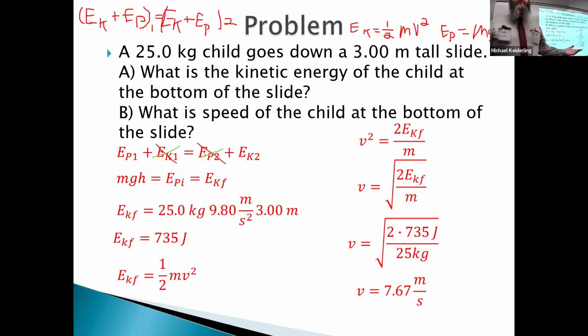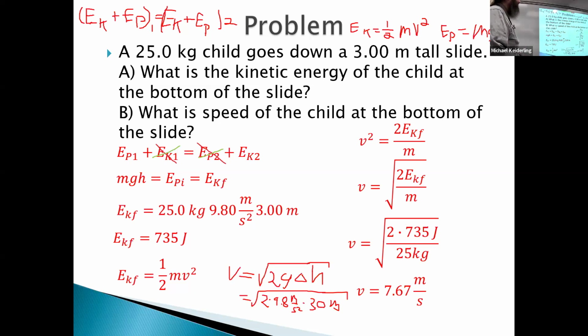You could also do this with square root of 2g delta h, 2 times 9.8 times 3 meters, take the square root, you'll also get 7.67 meters per second. Both of these work, but because I asked for the kinetic energy first, it's easier to just sort of continue on.